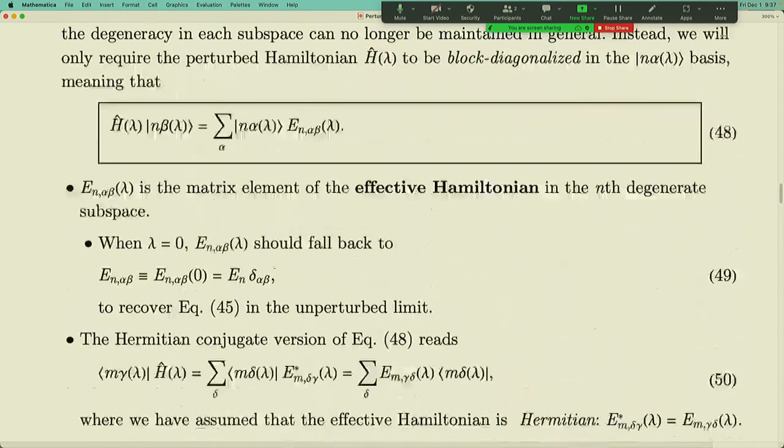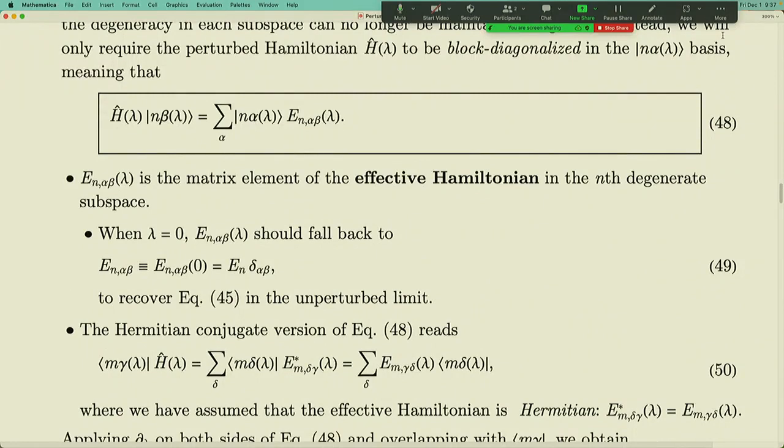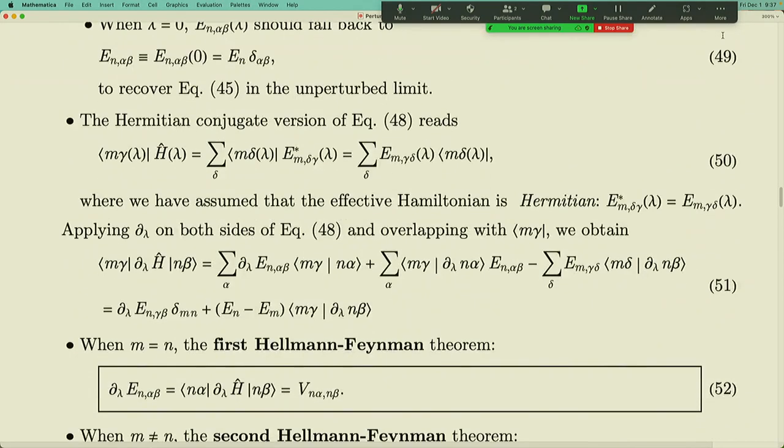Should I explain where it comes from? I'm going to apply partial lambda to both sides of this equation. So I will have H being differentiated, this state being differentiated, this state being differentiated, and this E being differentiated. Altogether 4 terms, corresponding to term number 1, 2, 3, 4. This term is actually moved from the other side of the equation to here. Then the derivative applies to H, to this state, to this sum over alpha state, and also to this E. Then you need to do some simplification, and also take the inner product with another m gamma in order to arrive at this final answer.